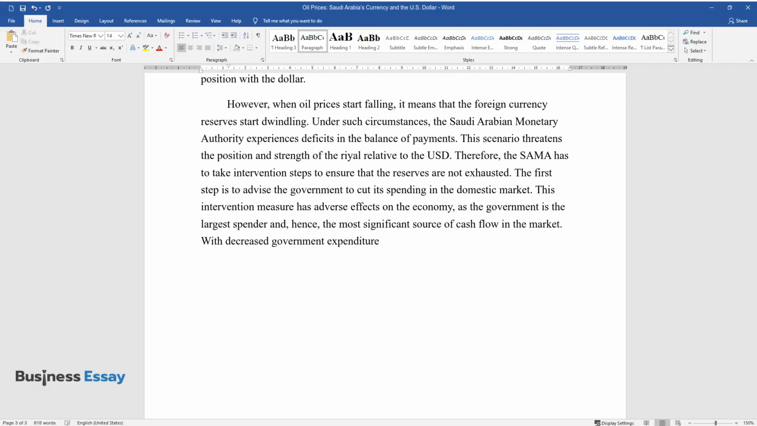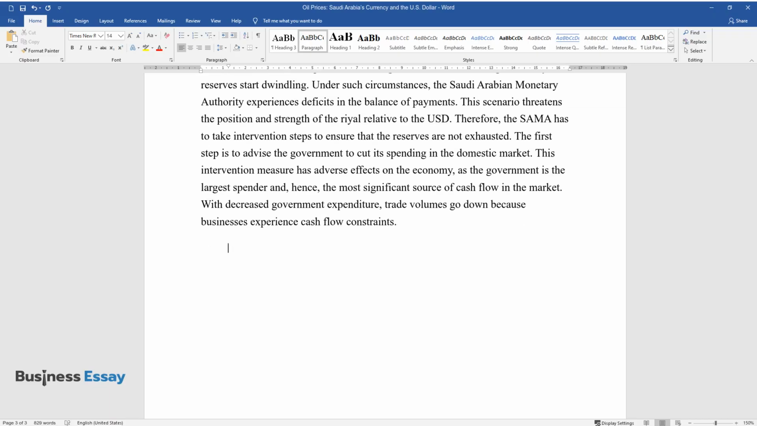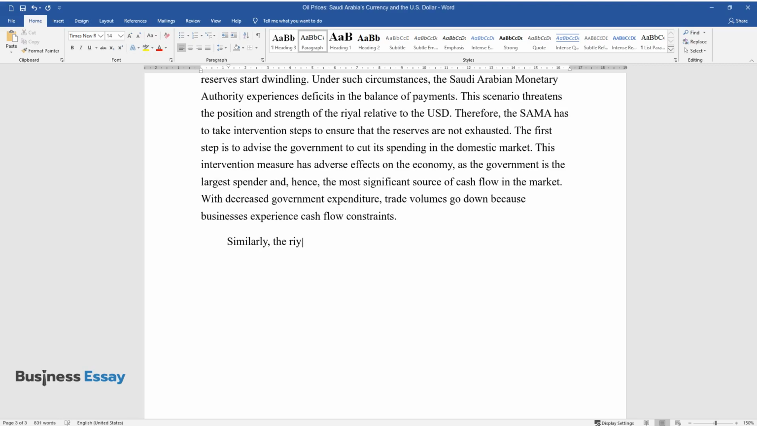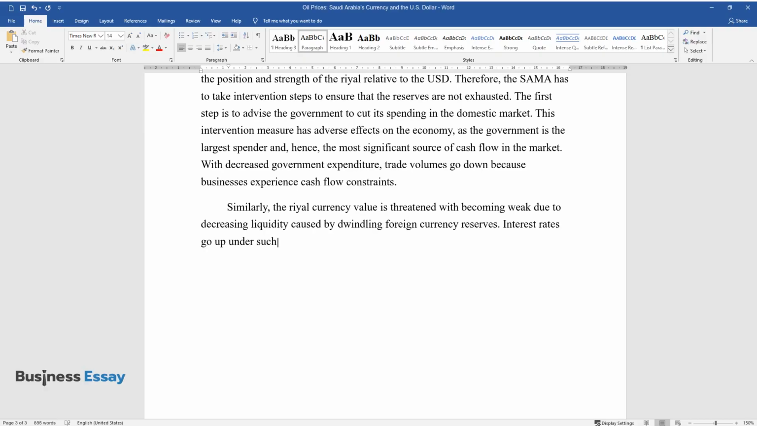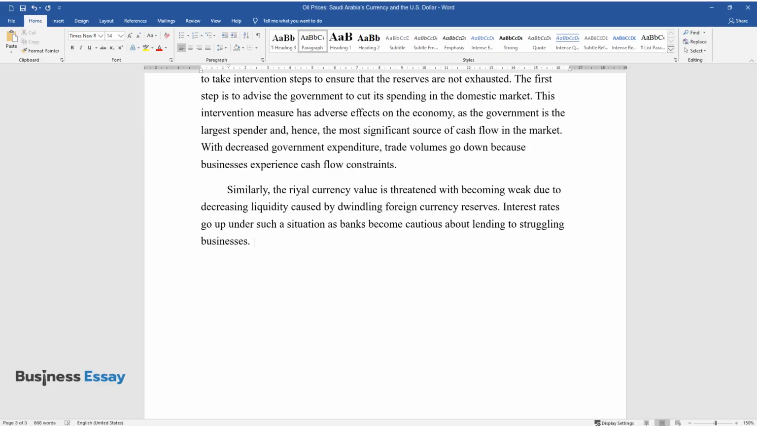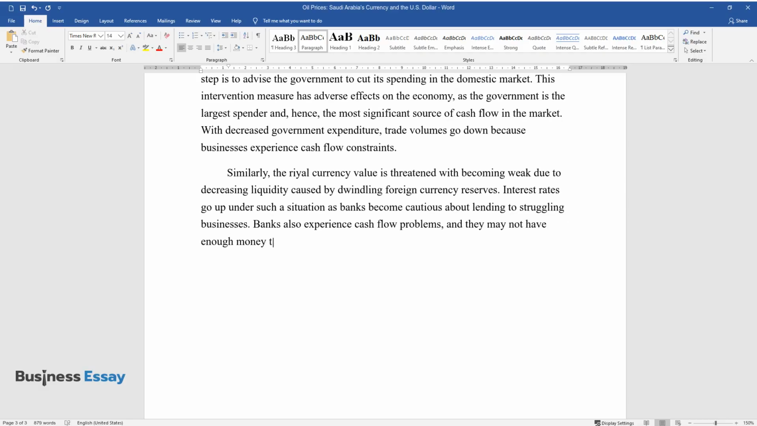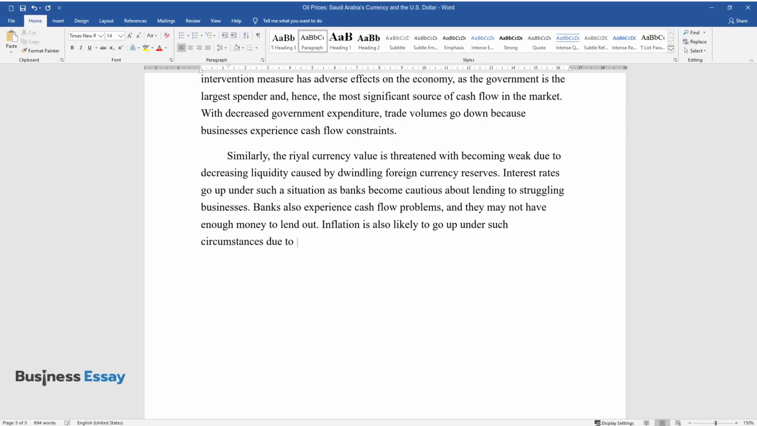With decreased government expenditure, trade volumes go down because businesses experience cash flow constraints. Similarly, the riyal's value is threatened with becoming weak due to decreasing liquidity caused by dwindling foreign currency reserves. Interest rates go up under such a situation as banks become cautious about lending to struggling businesses. Banks also experience cash flow problems, and they may not have enough money to lend out. Inflation is also likely to go up under such circumstances due to the falling value of the riyal.